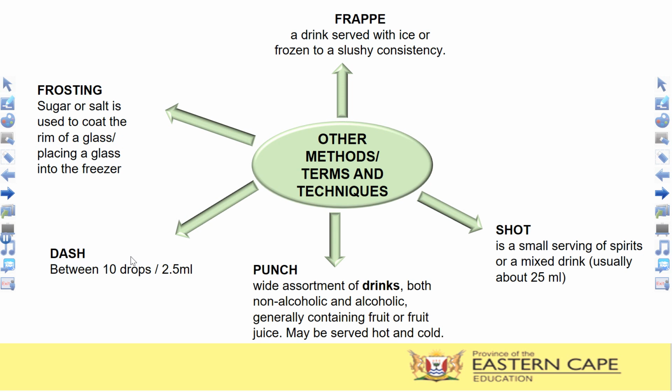A shot is usually 25 mils. You normally use the word shot if you are using the little shot glass when you are measuring the different ingredients when you are making your cocktail. Flip is a term that you use for a cocktail that contains an egg. It can either be a whole egg or it can be an egg yolk.